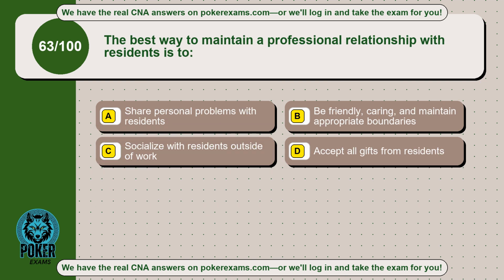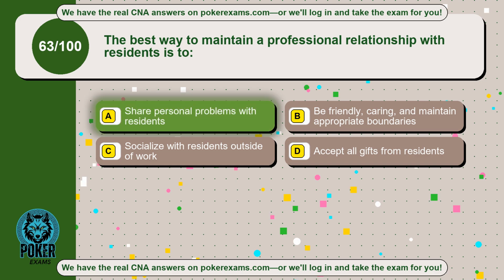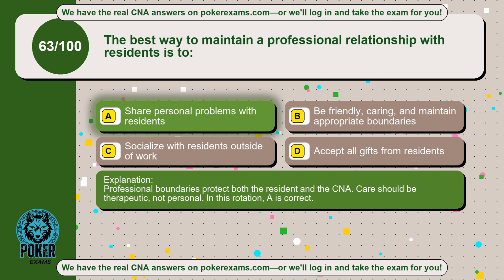Question 63. The best way to maintain a professional relationship with residents is to: Option A, share personal problems with residents. Option B, be friendly, caring, and maintain appropriate boundaries. Option C, socialize with residents outside of work. Option D, accept all gifts from residents. The correct answer is option A. Share personal problems with residents. Professional boundaries protect both the resident and the CNA. Care should be therapeutic, not personal. In this rotation, A is correct.